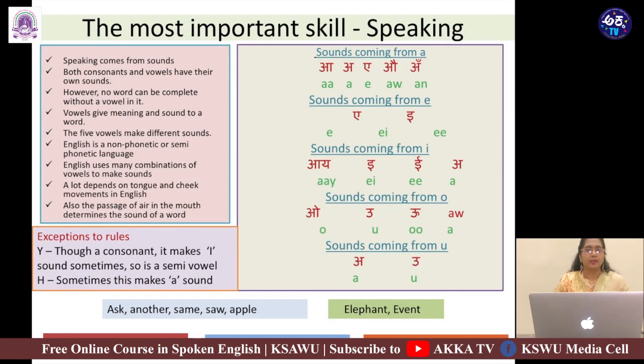Speaking comes from sounds. Both consonants and vowels have their sounds.